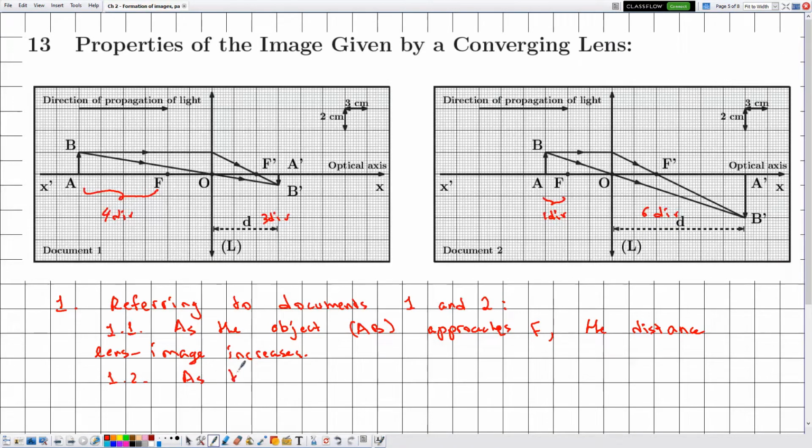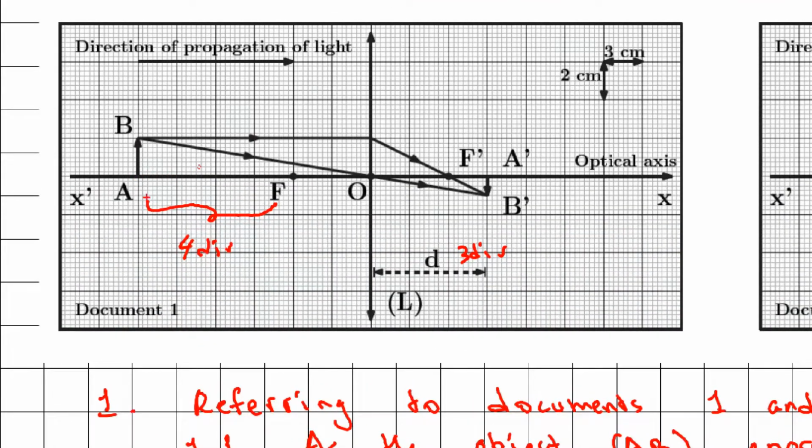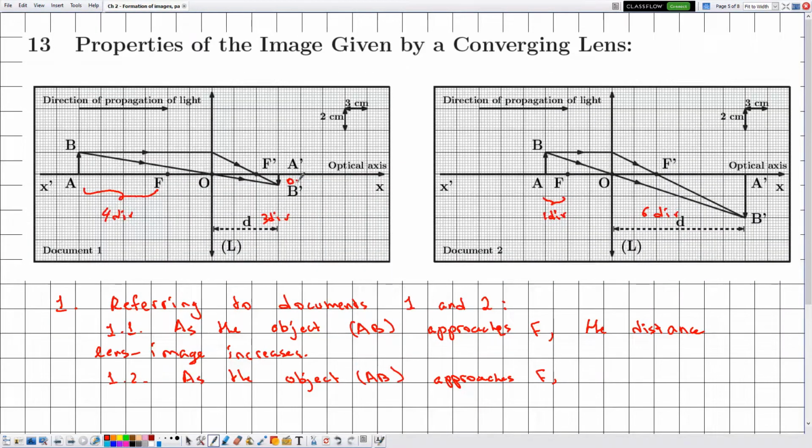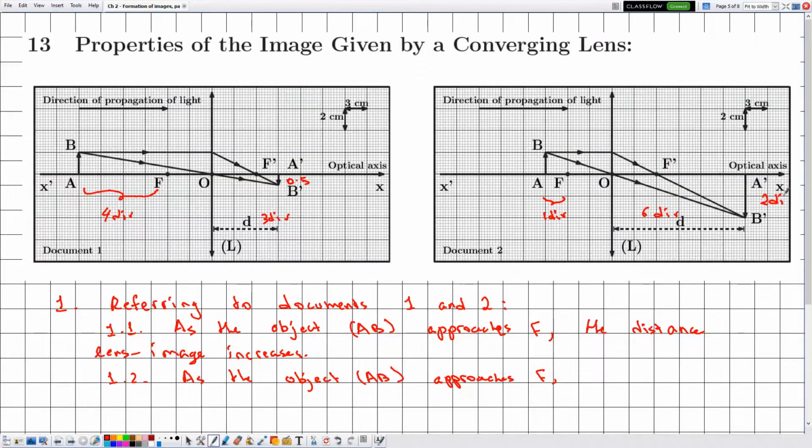Also, we can notice that as the object AB approaches F, here in this case when the object AB was at 4 divisions away from the object focus, the size of the image was given by 0.5 divisions. And when the object AB is placed 1 division away from the object focus, the image A prime B prime consists of 2 divisions. Then we can claim also that as the object AB approaches F, the size of the image increases.